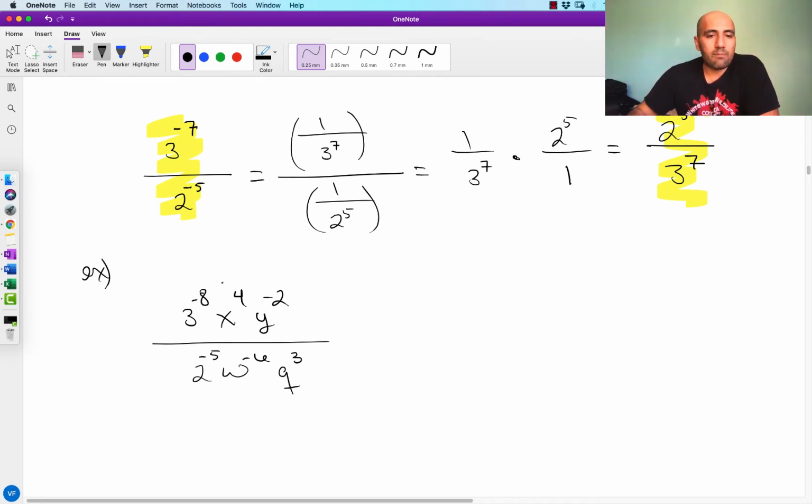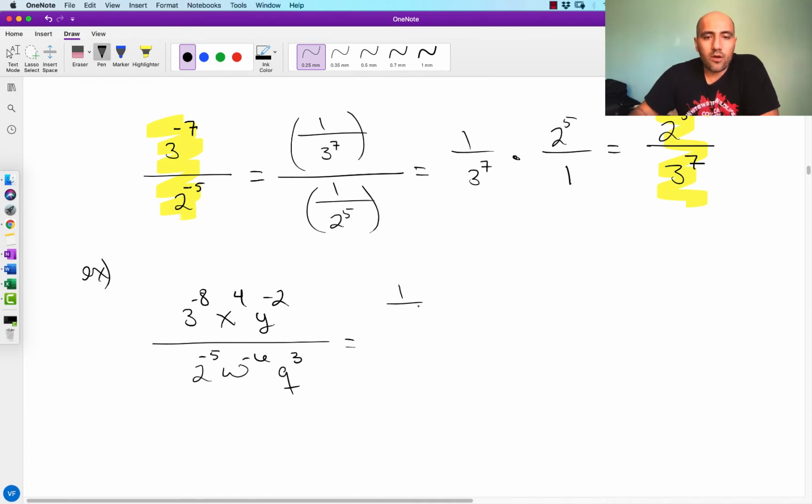Say we have a really complicated thing like this, and we wanted to simplify it. Well, let's do it the long way, and then we'll look at the really easy little shortcut. So if we're going to do it the longer way, we have to take care of all these negatives in the exponents. So we'll end up with a bunch of fractions.